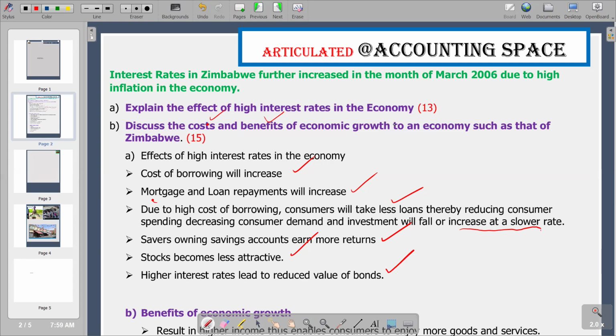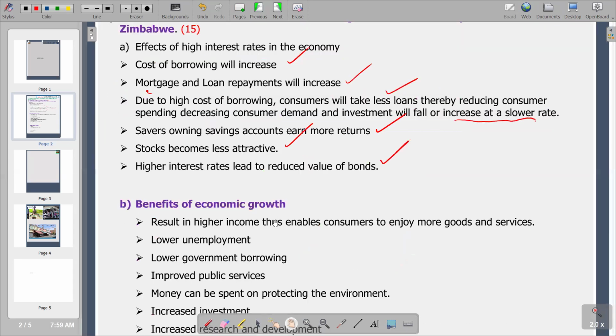So in terms of our benefits, we're going to start on our benefits of economic growth. What do we benefit from producing more goods and services? That is the issue that we have on benefits of economic growth. So we have them also articulated on the second part.